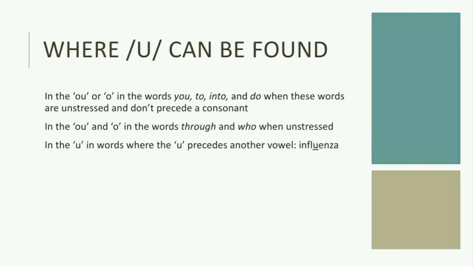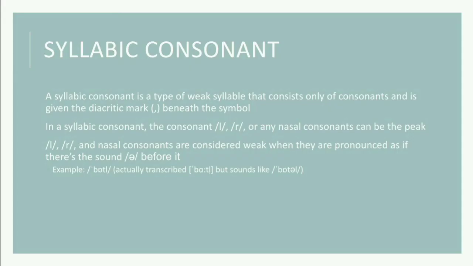So where can u be found? We find u occurring in the o or oo in the words you, to, into, and do, when these words are unstressed and don't precede a consonant. In the ue and ho in the words true and who when unstressed. In the u in words where the u precedes another vowel. For example, influenza. Now about syllabic consonants.